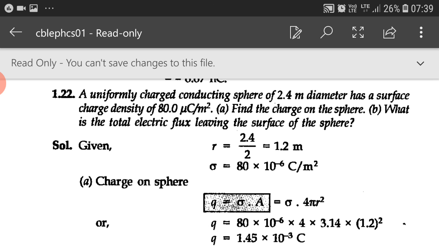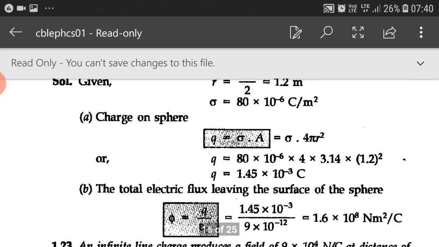What's the formula to calculate sigma? Sigma is equal to charge upon area. So what is charge equals to sigma into area? Area here is what? Area of the sphere. And what is the formula to calculate the area of the sphere? 4 pi r square. So put r and sigma, then 4 pi, and then simplify. Find Q. This Q will come out to be 1.45 × 10^-3 coulombs.